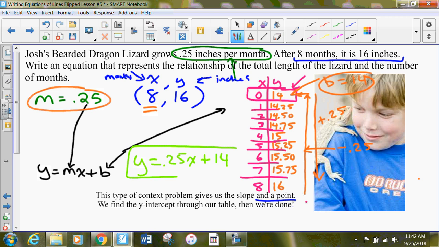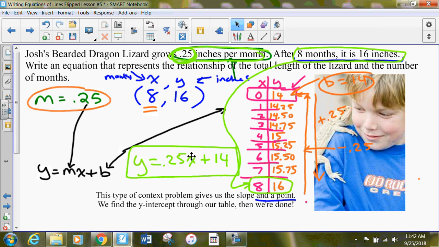So that took a lot, but nothing new. The newest part is just to read through and know that this 0.25 is my slope, and this, the 8, 16, is a point that I can put right there in the table. We're going to practice more of these when you get into class, but once again, it might make sense to pause the video and go over it again so it makes sense to you.